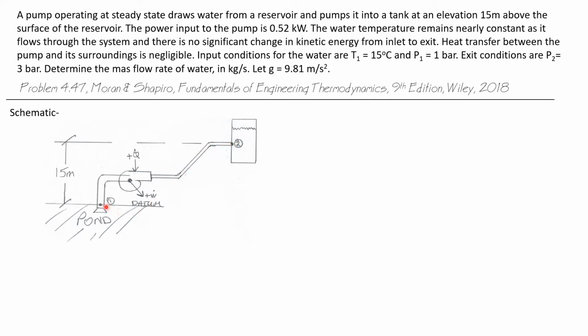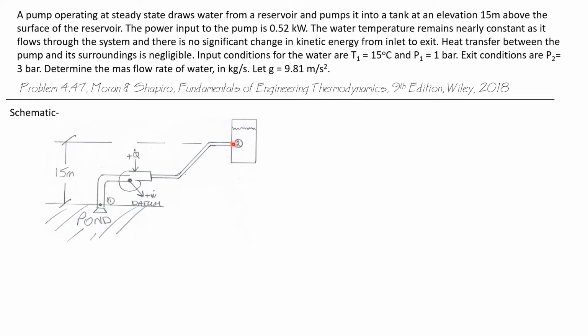State 1 is going to be inside the inlet pipe right at the level of the surface of the water. So when the pump's not running, there'd be water inside this inlet pipe. It'd be at the same level as the water outside the pipe. And we'll call that elevation our datum and give it a value of 0. All right, state 2 is at the discharge of the piping system where it enters the tank.